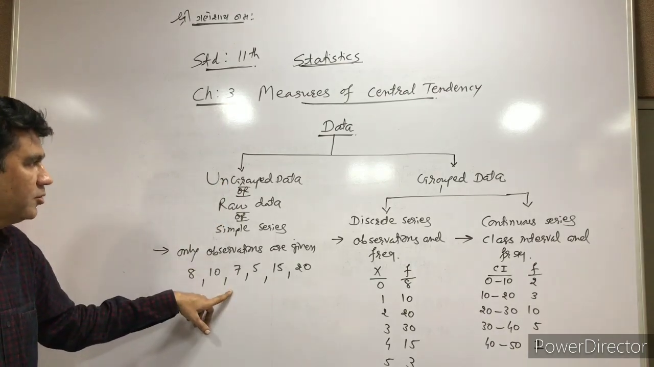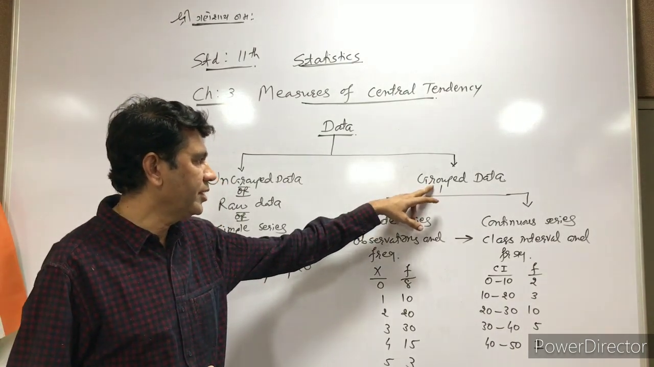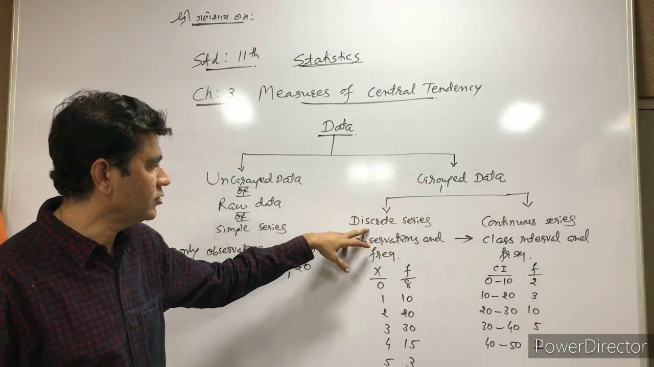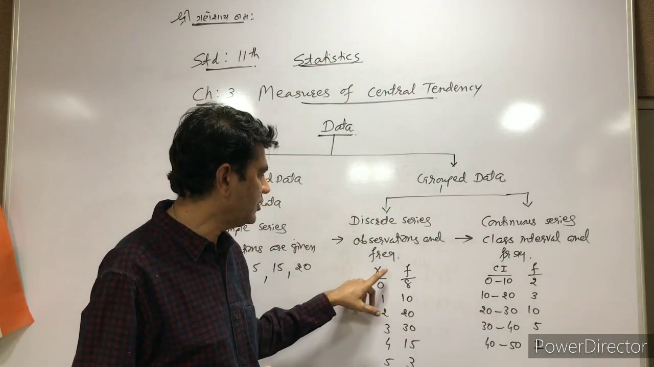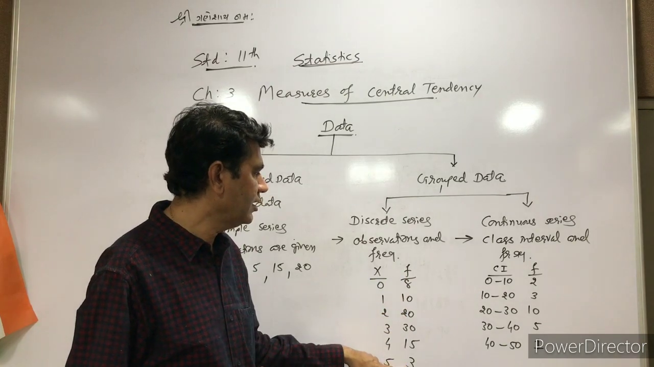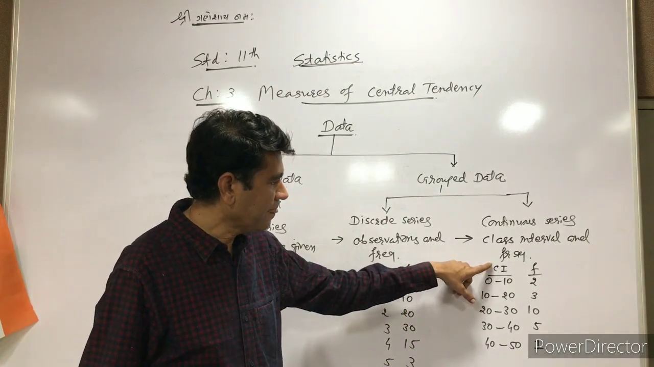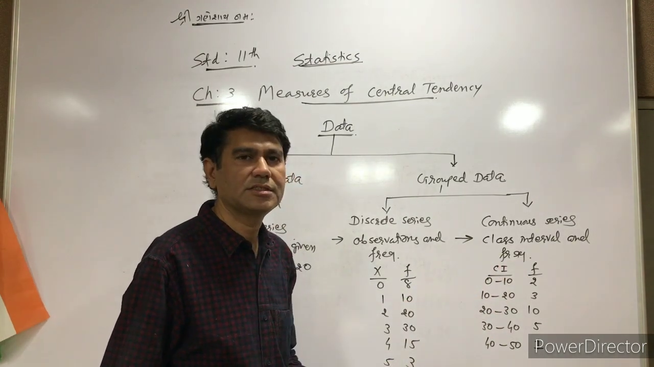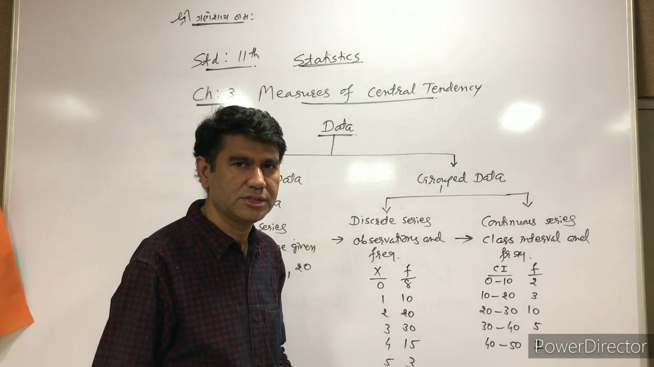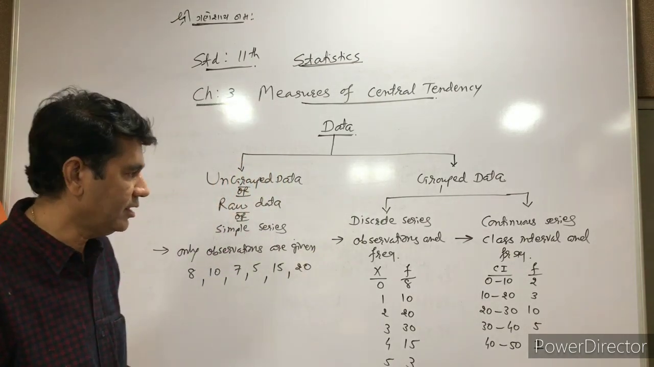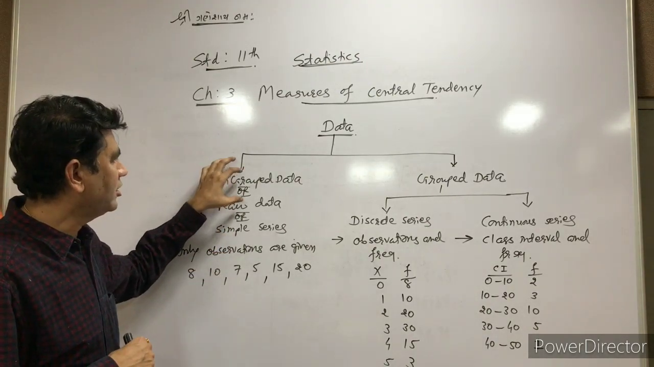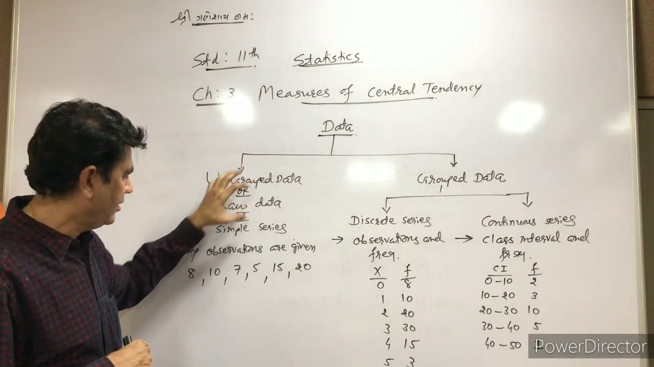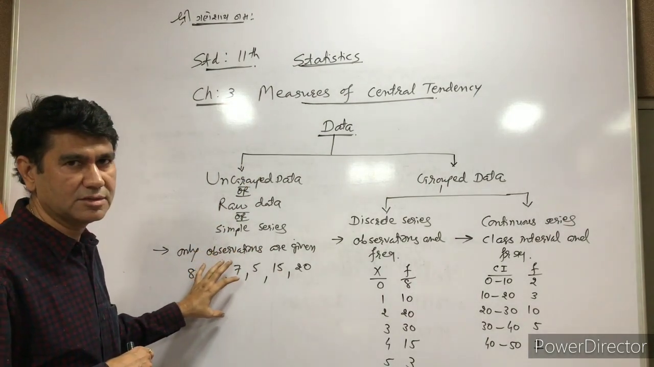We can say ungrouped data or group data. Under group data there are two types, discrete series and continuous series. Observations and frequencies are given, it's called discrete series. Class interval and frequencies are given, it's called continuous series. At the initial level, when we collect data, it is ungrouped data, like randomly observations.